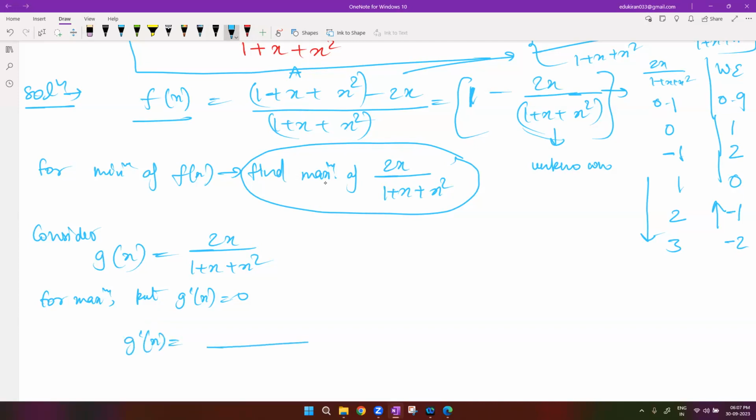So g dash x would be 1 plus x square whole square in the denominator as it is, differentiation of the numerator minus numerator as it is, differentiation of the denominator, which would be what? 4x square. So this will be minus 2x square. Let me solve this quickly.